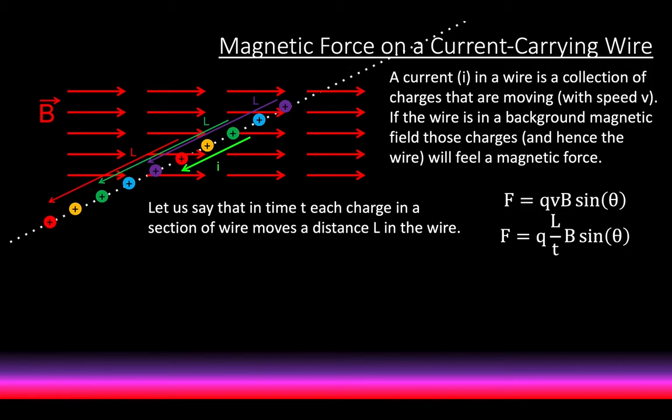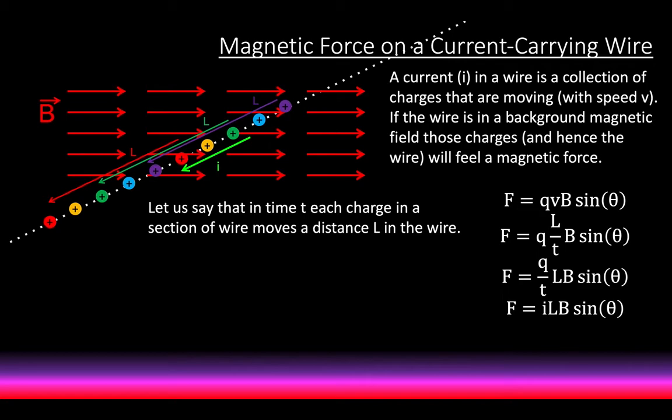Now, if I want, I could rearrange the order of my multiplication and division without really losing anything, and I get something that looks like F equals Q over T times L B sine theta. And Q over T looks a lot like electrical current.